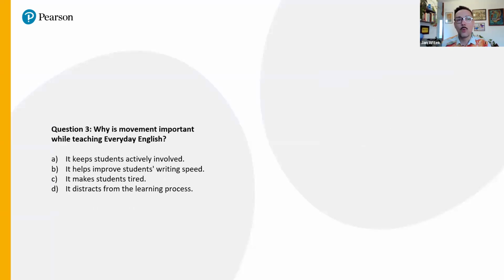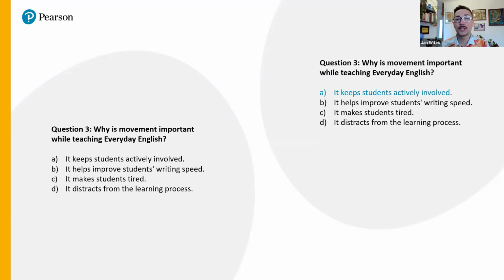Question number 3. Why is movement important while teaching everyday English? It keeps students actively involved. It helps improve students' writing speed. It makes students tired. It distracts from the learning process. 5, 4, 3, 2, 1. The answer is definitely A. It keeps students actively involved. It's all about involvement and engagement.